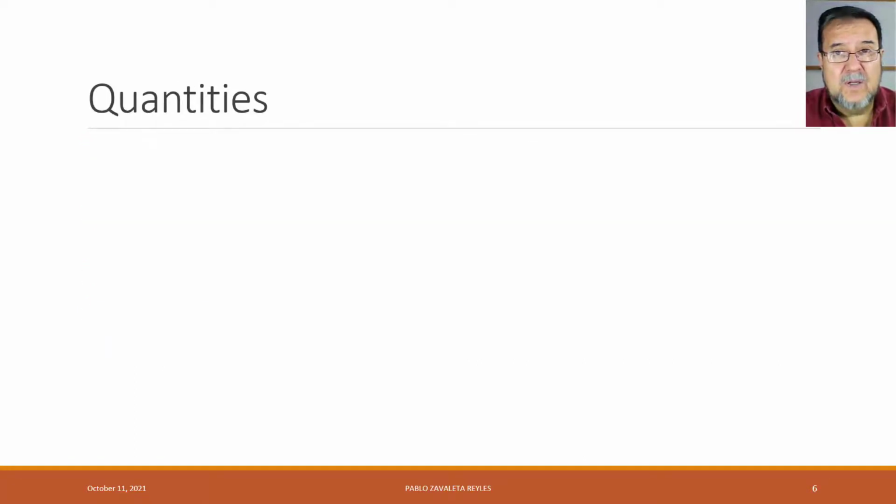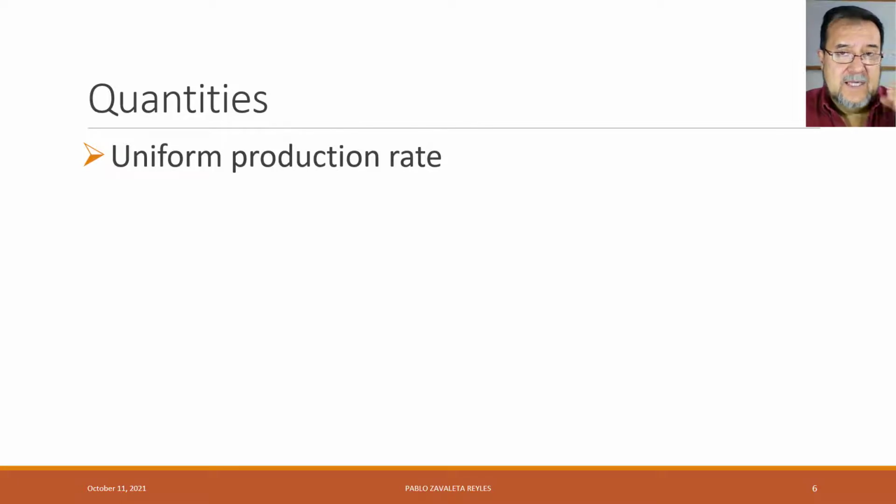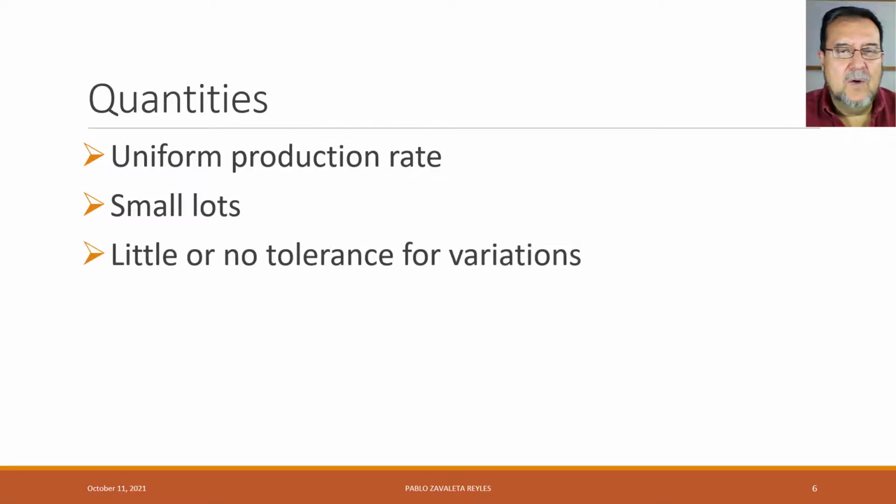Quantities? Well, we tend to use uniform production rate. That's why they tend to like it a little bit more, the suppliers. Small lots, they don't like that too much. Little or no tolerance for variations. They don't like it at all.